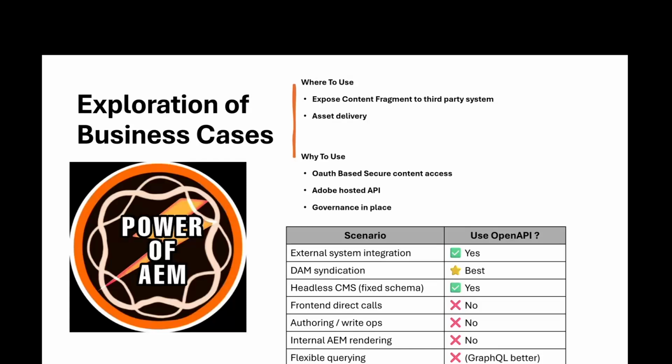Let's start with the don'ts. If you have a use case where front-end calls can directly hit the Open API, instead of that, you could have a system or layer in between where you can massage your content before exposing it to the front end. So it is not suggestible to use it directly. Instead, you could have a layer in between. To do any kind of authoring or write operations, do not rely on the Open API. Internal AEM rendering is not for Open API.